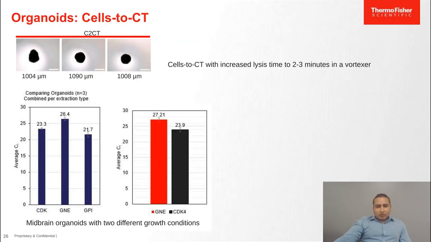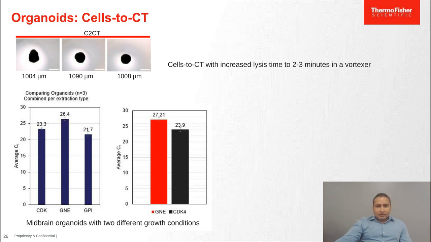We then looked at organoid isolation using our cells-to-CT kit. Again, these were human midbrain organoids and a little challenging to work with. For these experiments, we used single organoids. In order to achieve complete lysis, the samples had to be vortexed for 2 to 3 minutes, and the lysis time was extended from 5 minutes to 7 or 8 minutes to achieve complete lysis of the samples.